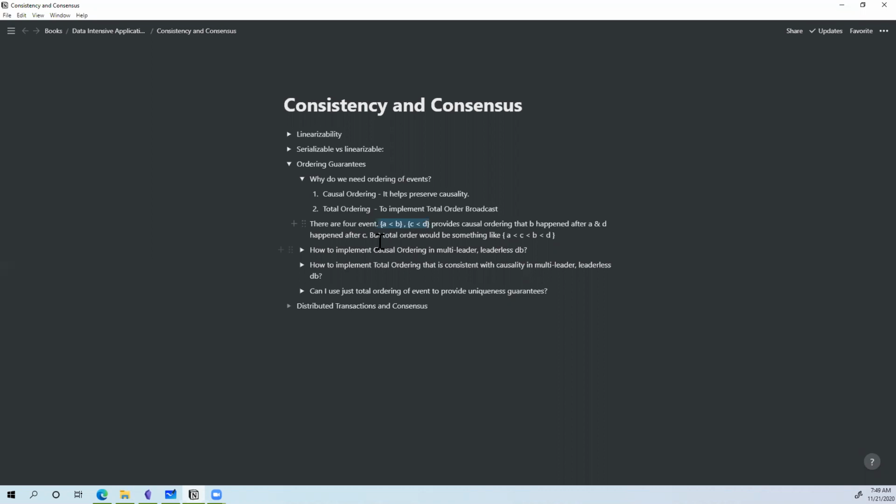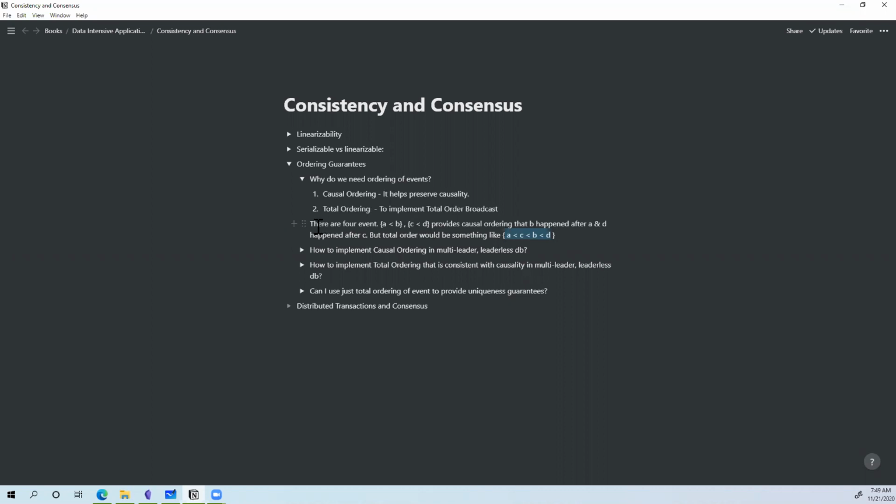But if we want a total order, a total order would mean that the events are ordered like this, right? We are saying that D is the latest, then B, then C, then A. And so this is the total order of the events. This kind of ordering, total ordering, is needed in total order broadcast. When we move to total order broadcast, we will see why we actually need it. So these are the scenarios where we need ordering of events.